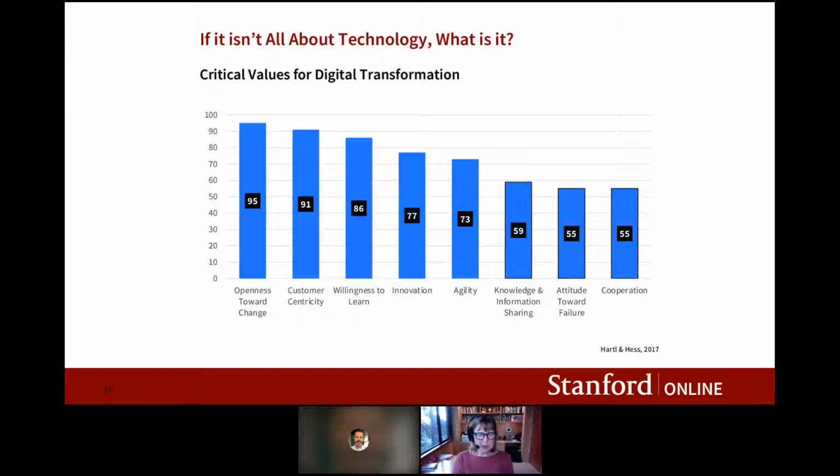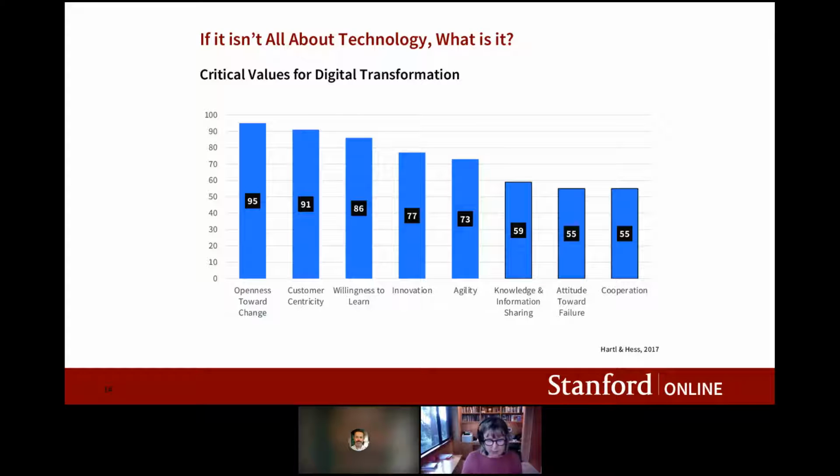So these are the results of a study that was done by Hartle and Hass a few years back. And what they did was they surveyed 25 people from industry, research, and consulting across a variety of industries. And all of these people had extensive experience, 9.5 years or more, in digital transformation. And they all held senior positions in their organization, CEO, CDO, and so forth.